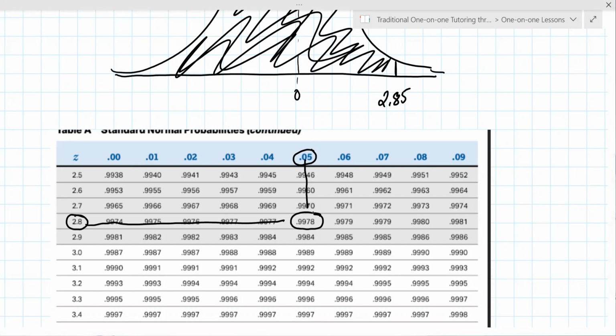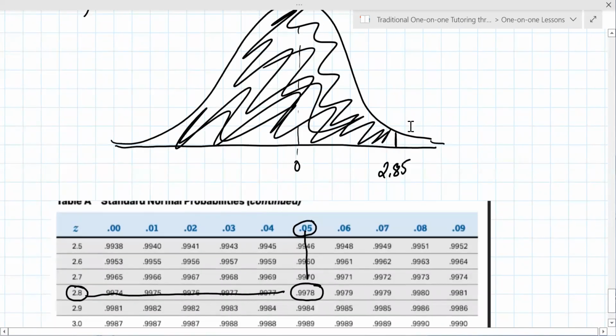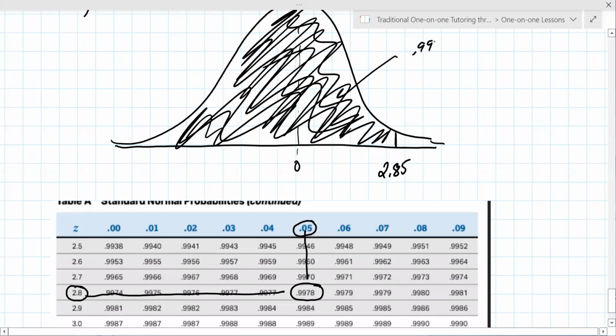2.85, shade in the red. What we're saying is the area left of 2.85, the area under the curve, is 0.9978. That's what we're saying.